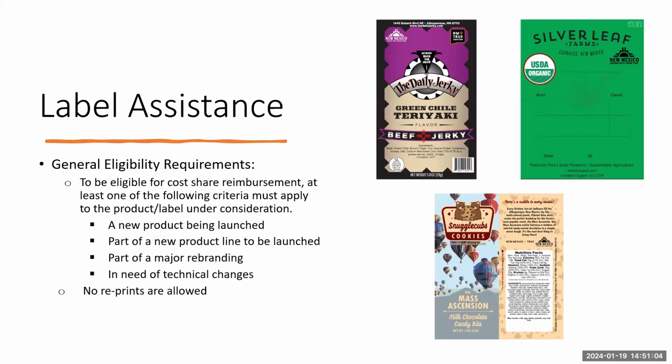Label assistance. To be considered for cost share reimbursement, at least one of these requirements must apply to your label. Is this a new product being launched? Is this part of a new product line to be launched? Is this part of a major rebranding for products that have been in the marketplace for several years? Is your label in need of technical changes to the images or language so that the product can come into legal compliance before your current label supplies can be depleted? Finally, no reprints are allowed.